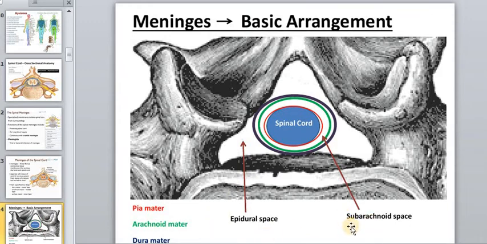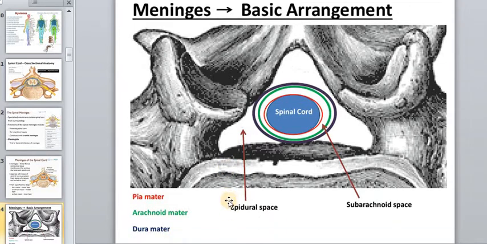It's the epidural space, so we'll discuss this. It's a very important space for epidural anesthesia, but here we see the dura mater, the arachnoid mater in green color, and the pia mater, almost very close to the spinal cord. So they have their functions.